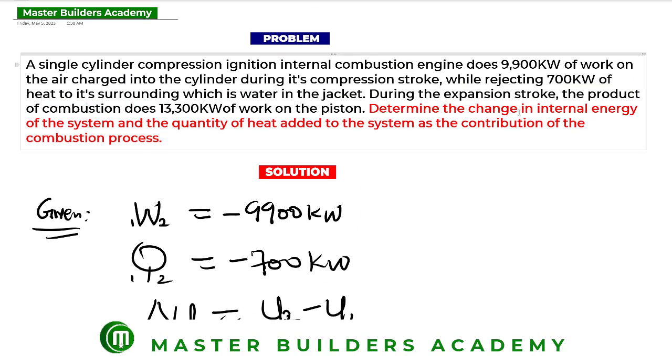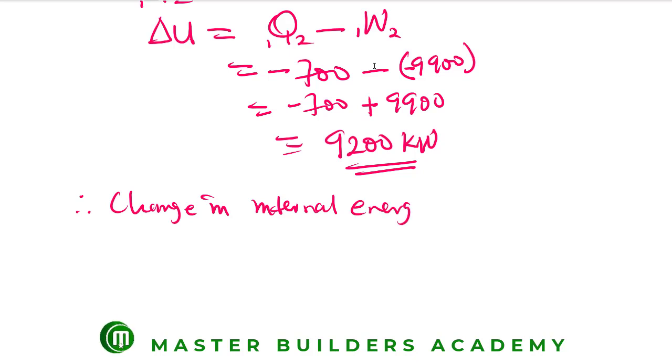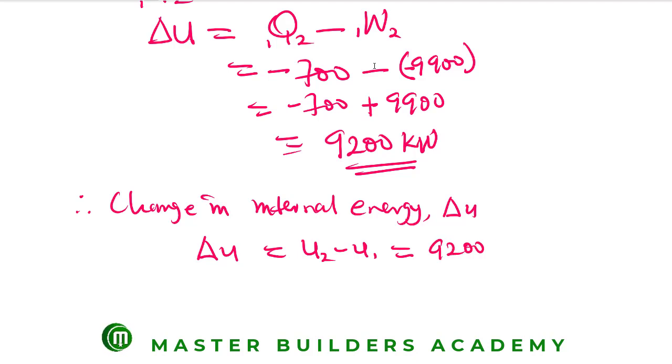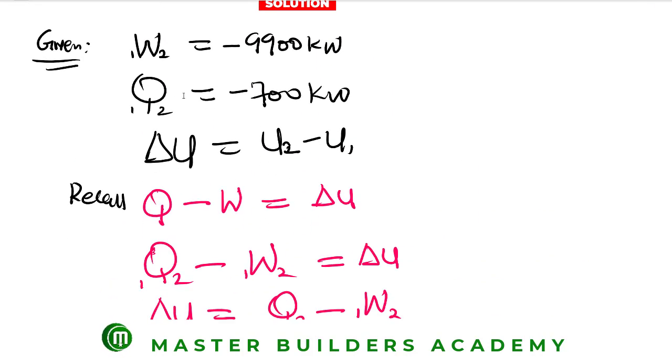So we have been able to obtain the first value, which is what? Change in internal energy. So we can simply say now, therefore, the change in internal energy, which is U2 minus U1, is equal to 9,200 kilowatt. All right, so guys, this is all about the first process. As you can see, we just listed the parameters, and then we are good to go.